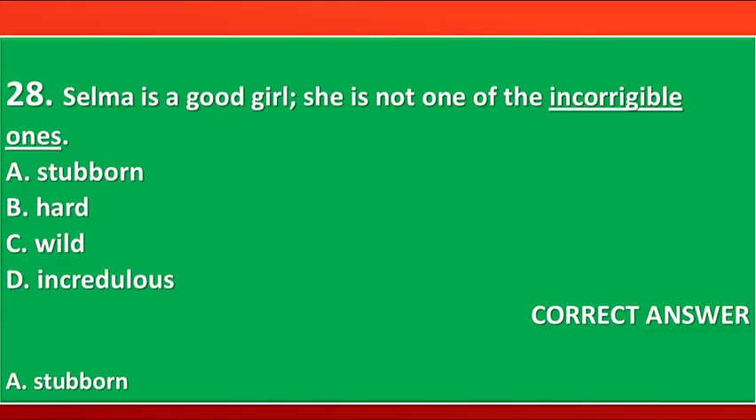Question 28. Selma is a good girl. She's not one of the incorrigible ones. A. Stubborn. B. Hard. C. Wild. D. Incredulous. The correct answer to this question is A. Selma is a good girl. She's not one of the stubborn ones.